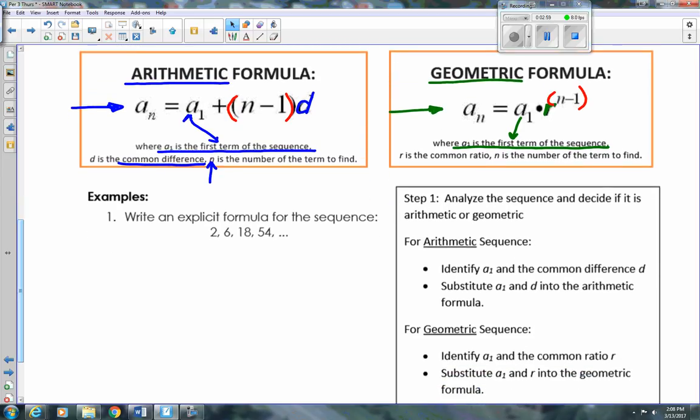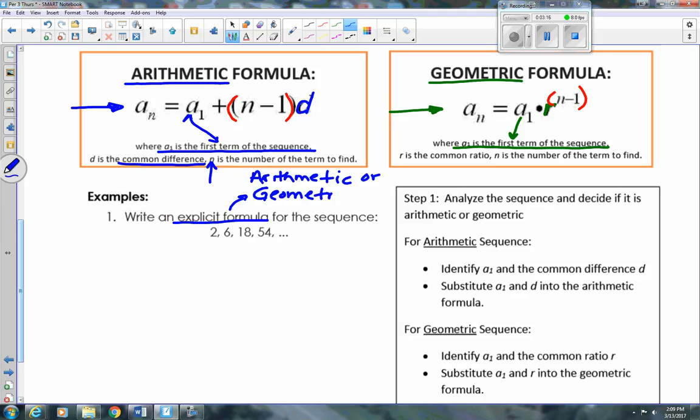We are going to write an explicit formula. That means I want to write either an arithmetic or geometric formula for a particular sequence given to me. And I've got some steps that I can follow.